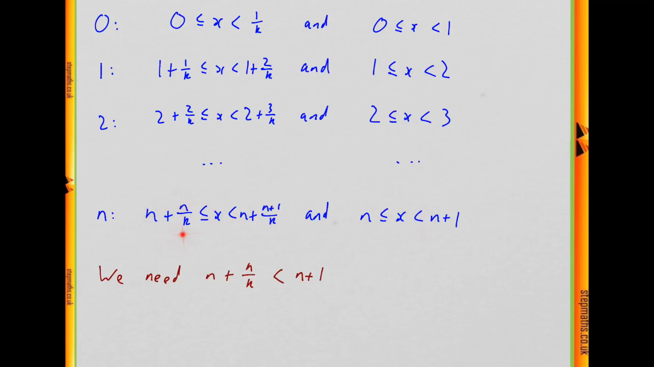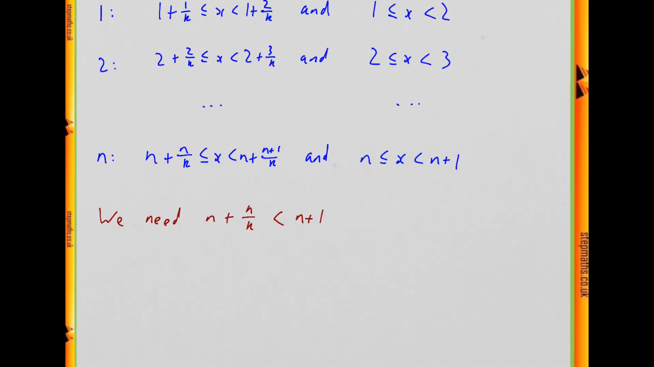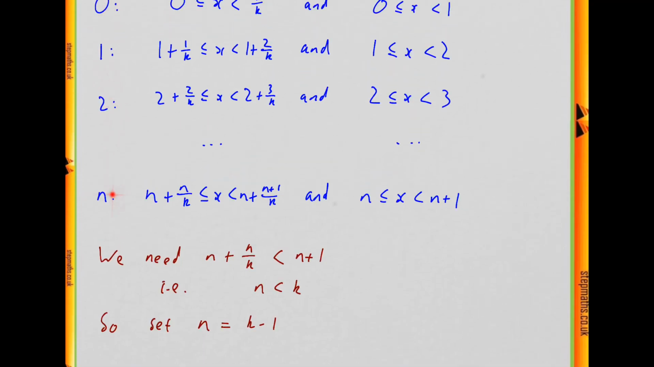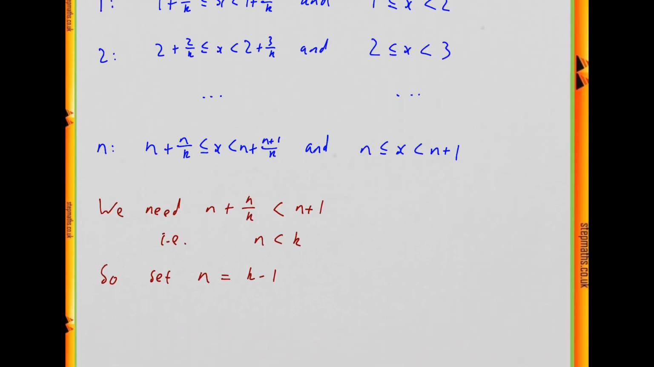So that means we need the left-hand side to be smaller than this in order for there to be an overlap. So we need n plus n over k to be less than n plus 1. And we can cancel n, so we just get n over k is less than 1, or n is less than k. So this works for n less than k. We want n to be the largest integer for which it works. That's going to be k minus 1. So that means we get one range for each of these values up until k minus 1.